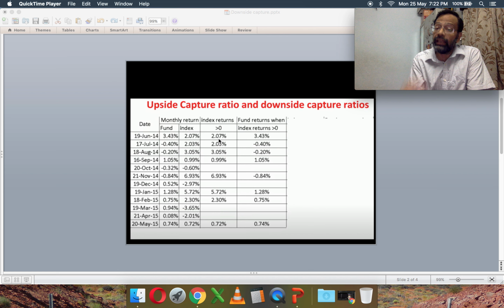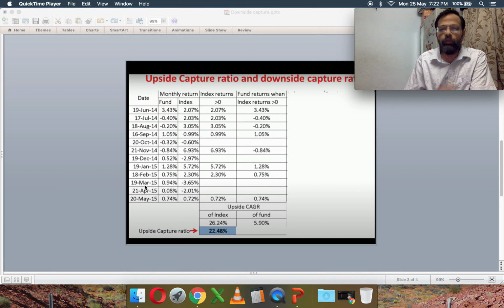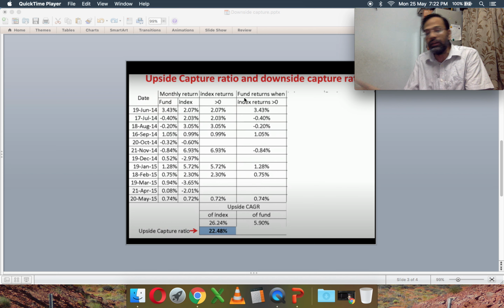But the next month, the index gave 2.03%, but the fund managed only minus 0.4%. So now that I have these two listed, I calculate what is known as the upside CAGR. Just like in the previous slide where I showed you how to calculate the annual return, I calculate the CAGR out of these months when the index return was greater than 0, and that value is 26.24%, let's say. And then I do the same thing for the corresponding fund returns, and that value is 5.97%.